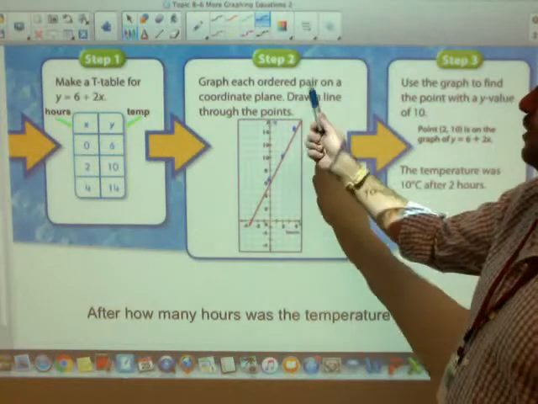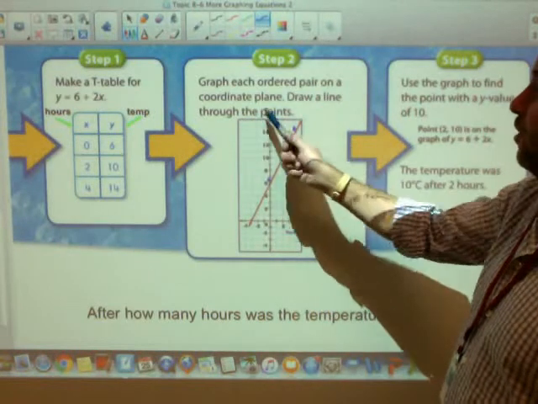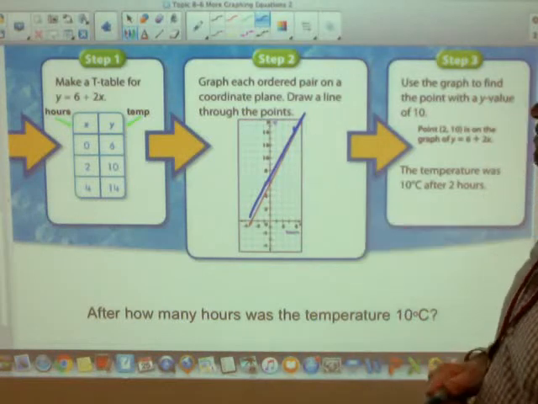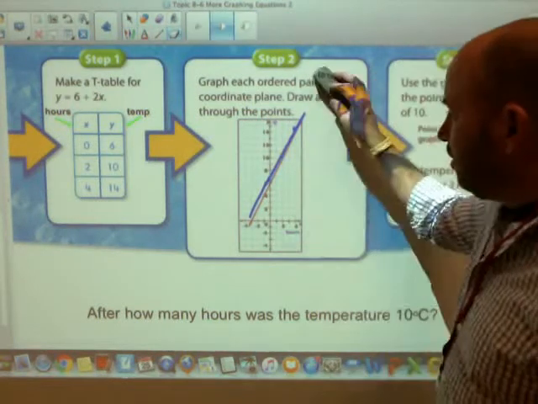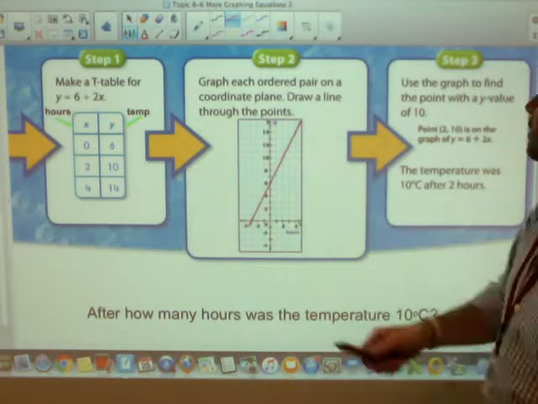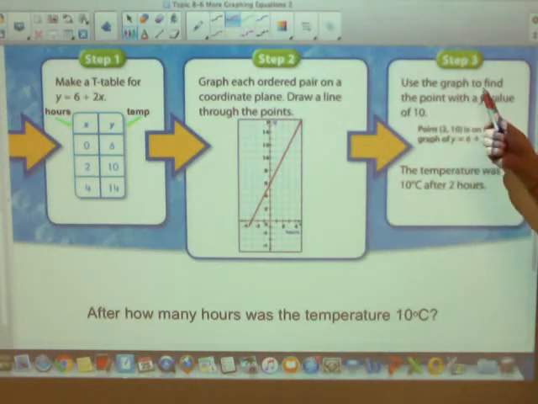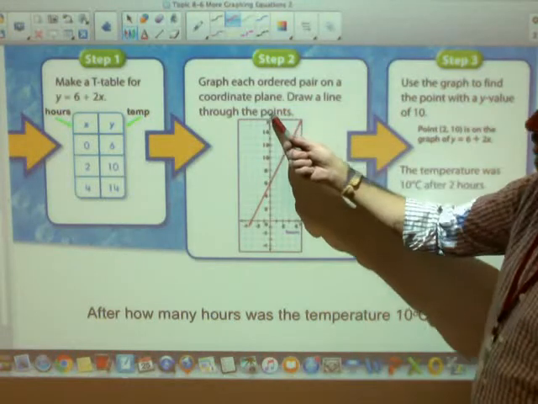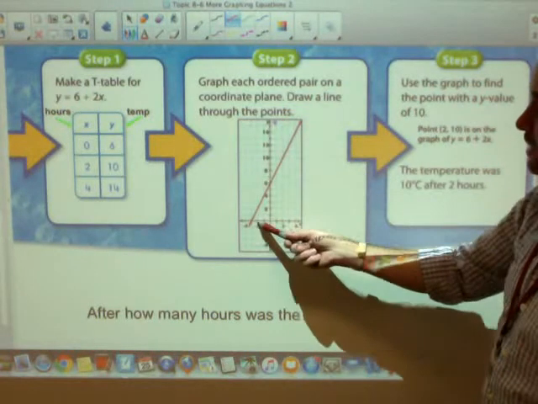So graph each ordered pair on a coordinate plane and draw a line through the points. So we've drawn our line through the points. Now we are right on some intersecting lines if you look very closely. You can then use the graph to find the point with a y value of 10. So this is our degrees, and this is our hours.